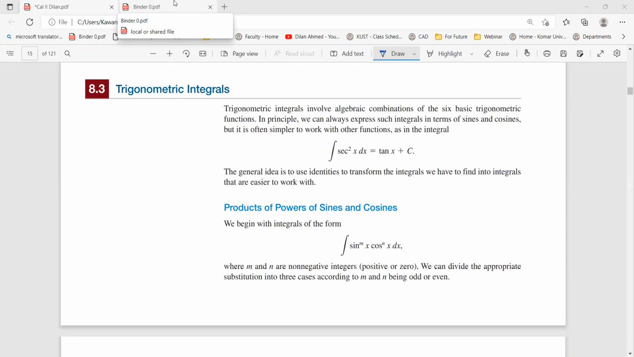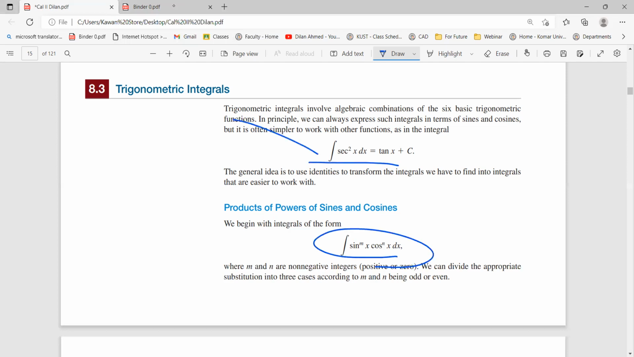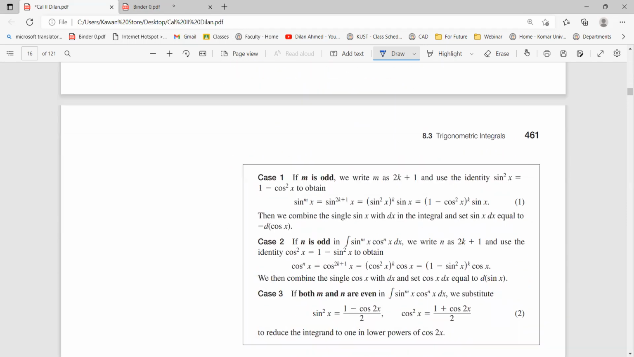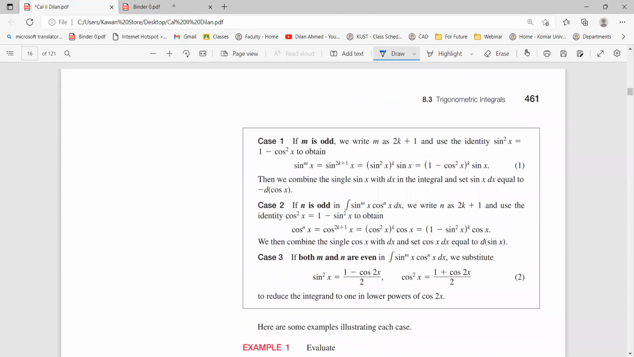So we have a direct one and an indirect one. Now we have what? We have integrals. You can see from here, he told you that's a direct one, but we have something like that. And here we have 3 cases.